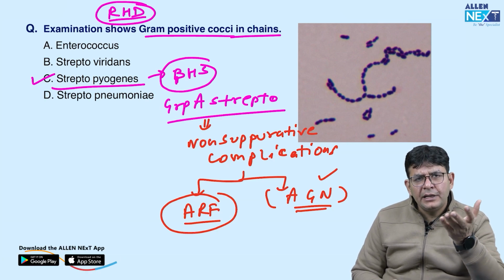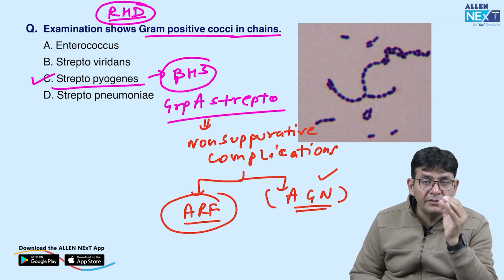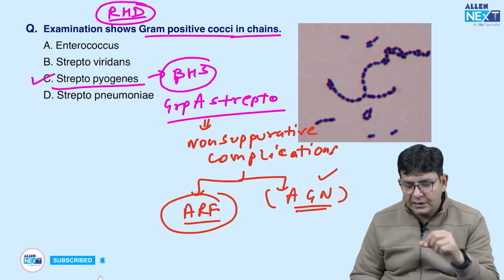Okay, so that is a table of Harrison from which you can find out that if there is carditis or valvular involvement, what to do and how to give the prophylaxis. And this is important. This can come again.